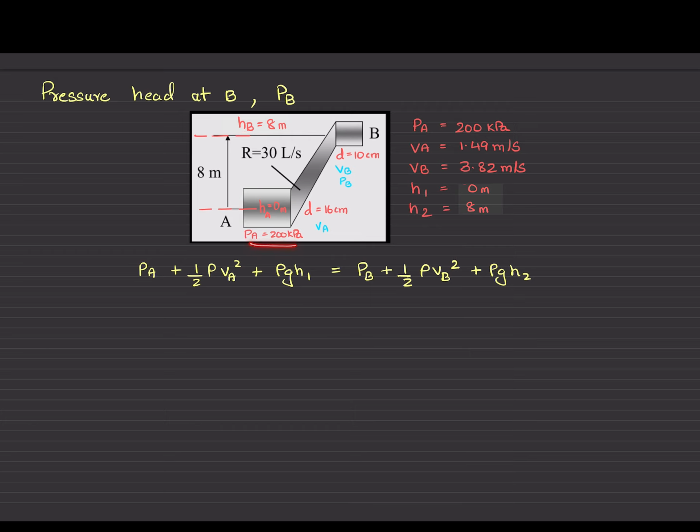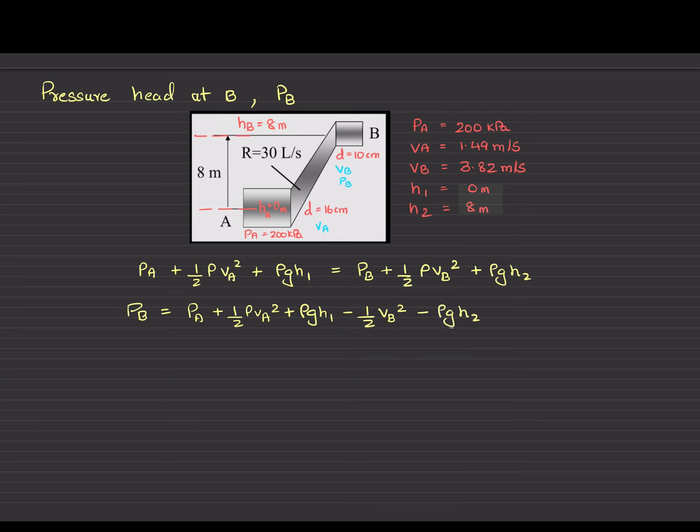I've got the diagram in here. I've got pressure at A, which is 200 kilopascal, velocity at A, 1.49 meter per second, velocity at B, 3.82 meter per second, height over here 0 meter and height in here, which is 8 meter. Now the missing variable that we need to find is PB. So I can rearrange this entire equation to make PB the subject. PB equals PA plus half rho VA square plus rho GH1 minus half rho VB square minus rho GH2.